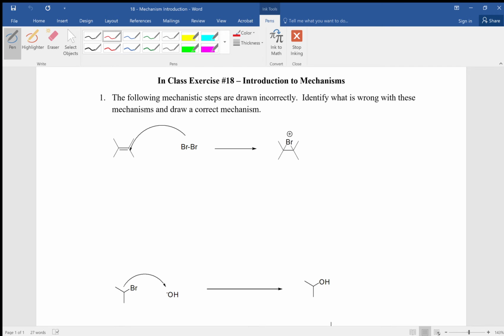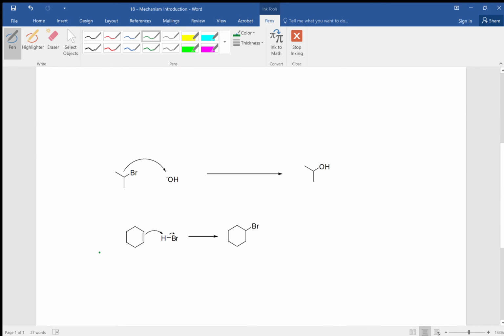And so one of the things that would be useful to do in each case is to identify the nucleophile as well as the electrophile. Here, the nucleophile is the alkene. Bromine is the electrophile. So what's wrong here? Well, the arrow is going in the wrong direction. Same thing in the second example. Hydroxide is the nucleophile. The alkyl halide is the electrophile. And so we need to draw the arrow going in the correct direction.